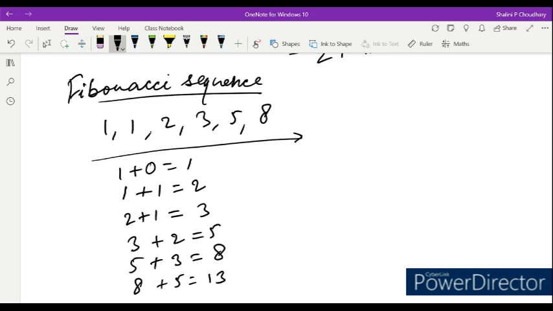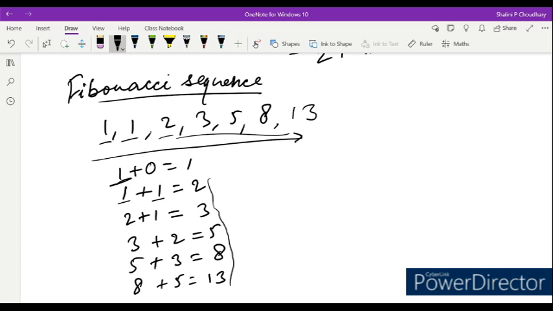Okay, now see, 1 is the first term, because we are adding 1 and 1, then we are getting 2. So 1, 1, 2, 3, 5, 8, 13. Okay, so this way, this is also a series. This is also a sequence, but there is no visible pattern.